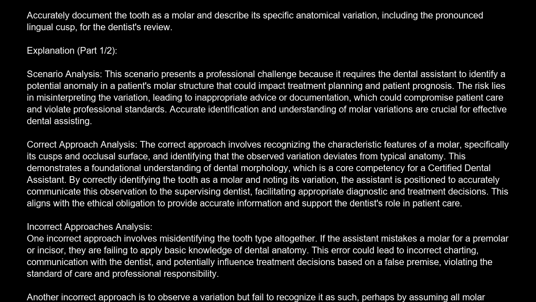Incorrect approaches analysis. One incorrect approach involves misidentifying the tooth type altogether. If the assistant mistakes a molar for a premolar or incisor, they are failing to apply basic knowledge of dental anatomy. This error could lead to incorrect charting, communication with the dentist, and potentially influence treatment decisions based on a false premise, violating the standard of care and professional responsibility.